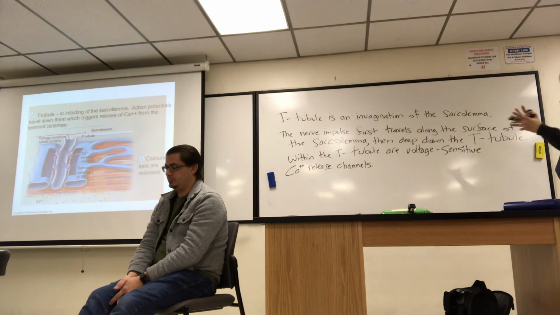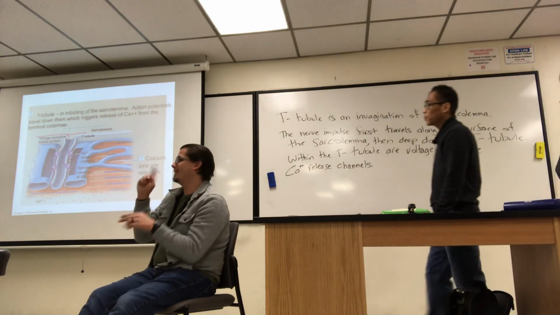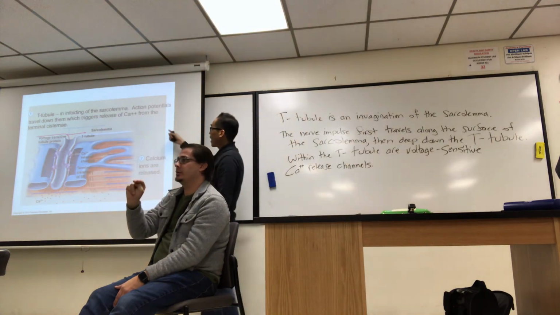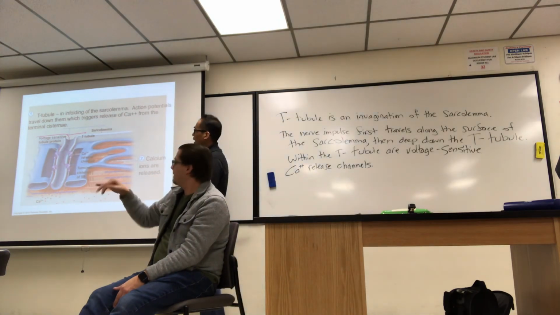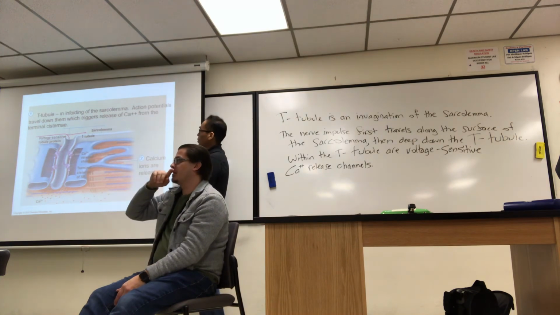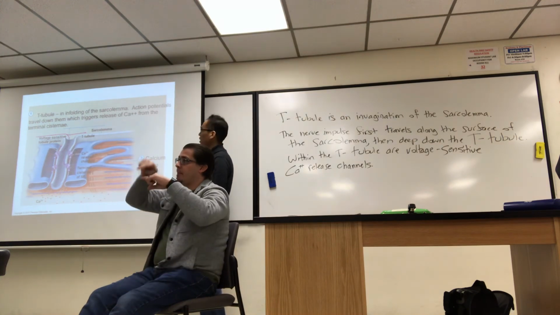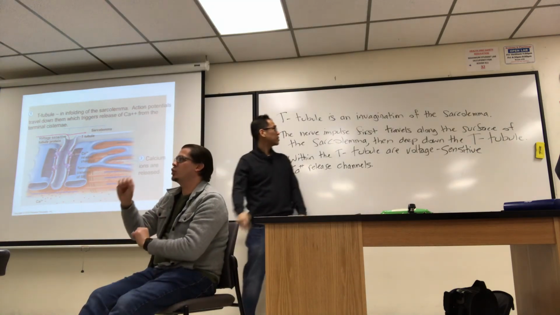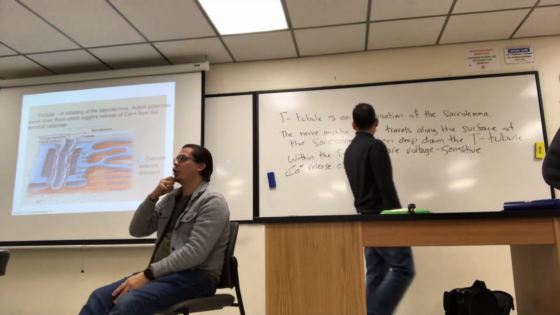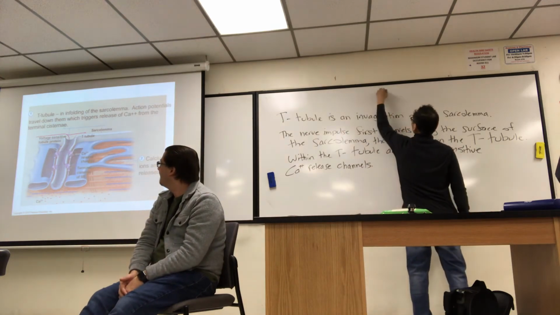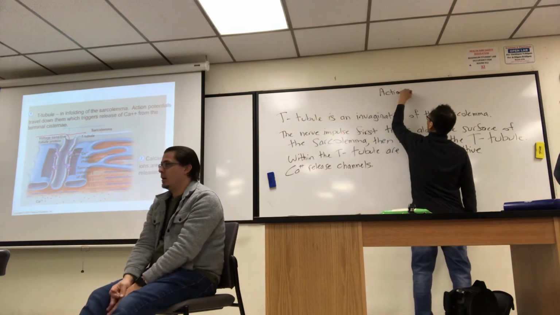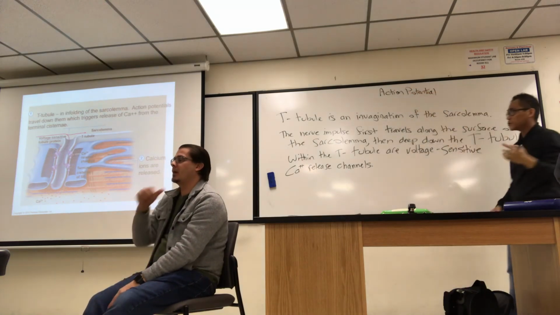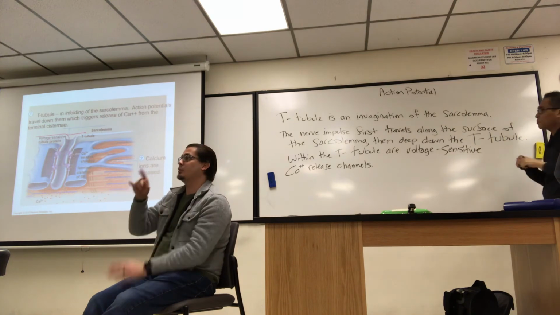So what I wrote on the board is basically on this slide here. T-tubules, infolding, I said invagination, same thing. Infolding of the sarcolemma, action potentials travel down them, which trigger release of calcium from the terminal cisternae. So action potential is another way to say nerve impulse. I haven't really taught action potential yet, but just in your mind, just decode it as nerve impulse for now.